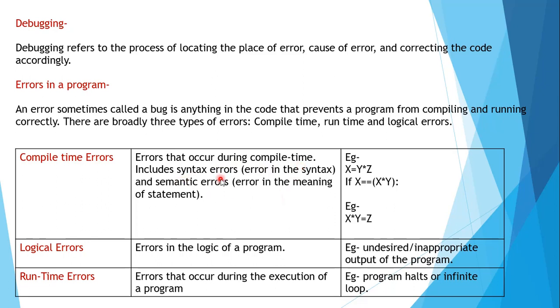So the first thing is the compile time errors, the errors that occur during compile time. These include syntax errors, if you have written something wrong in the syntax, and semantic errors. Semantic errors mean errors in the meaning of the statement. For example, if you have written x equals y into z, and if x equals x into y, the statement is right, but if has to be given with indentation. You could write if x equal to x into y, then a colon, and the next line has to come below this, taking some space.